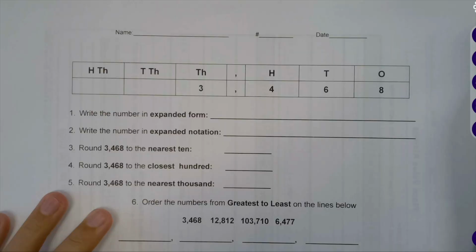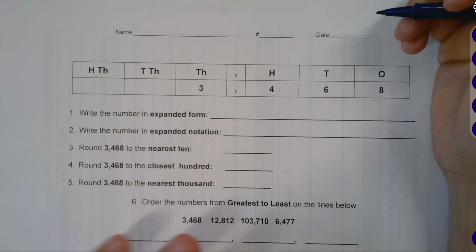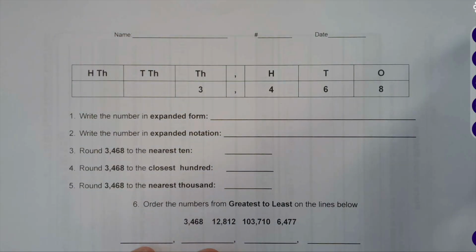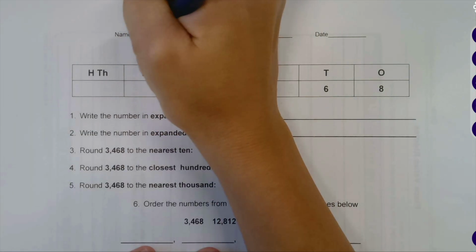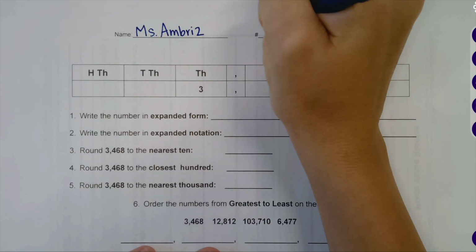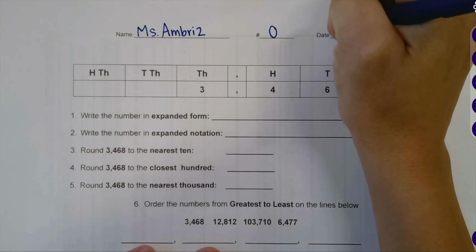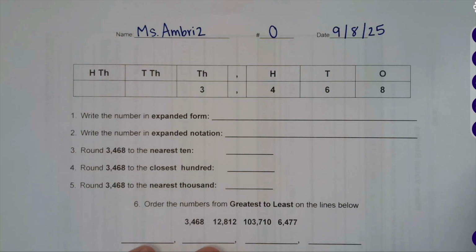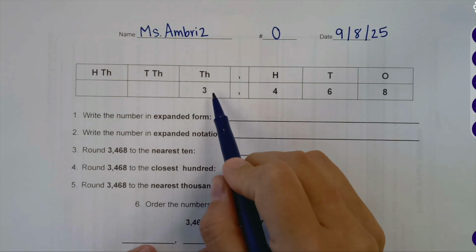We're going to start with our math homework for this week, which is also our test review for next Tuesday's place value test. Let's go ahead and start by putting our name. I'm Miss Ambrose. I'm number 0, but you are not, so put your classroom number, and then today's date is 9/8/25.